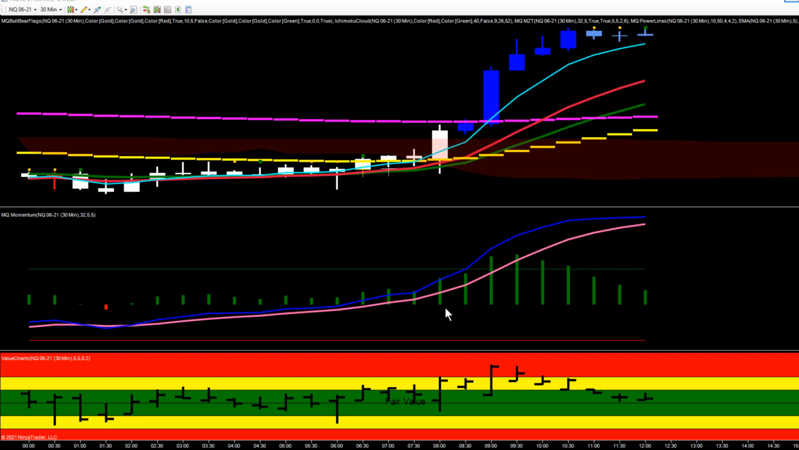All moving averages in alignment, momentum bullish, everything looking bullish on this move. And the indexes have been just slowly climbing for the rest of the day. We had a really good jobs number, and that's been bullish for the markets.